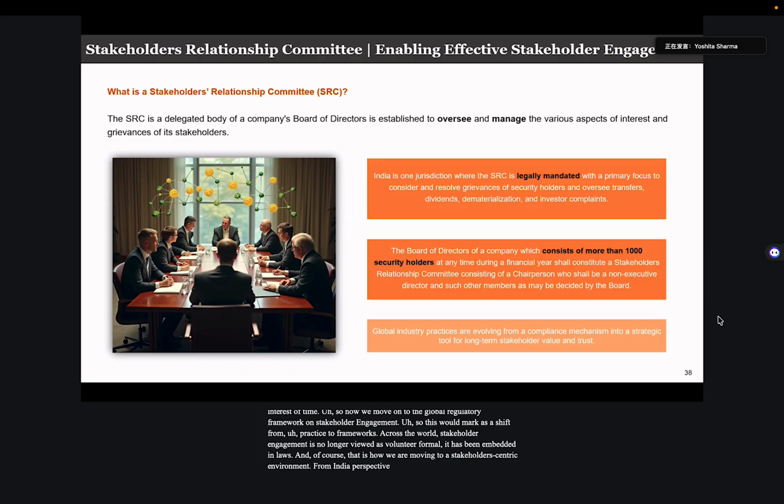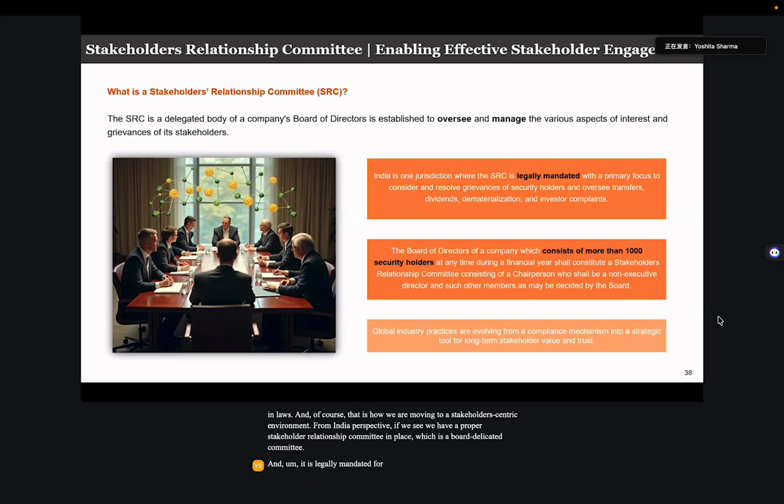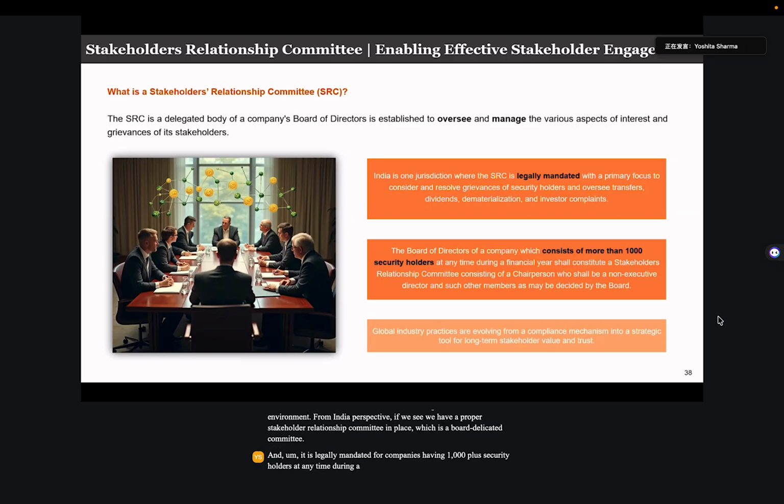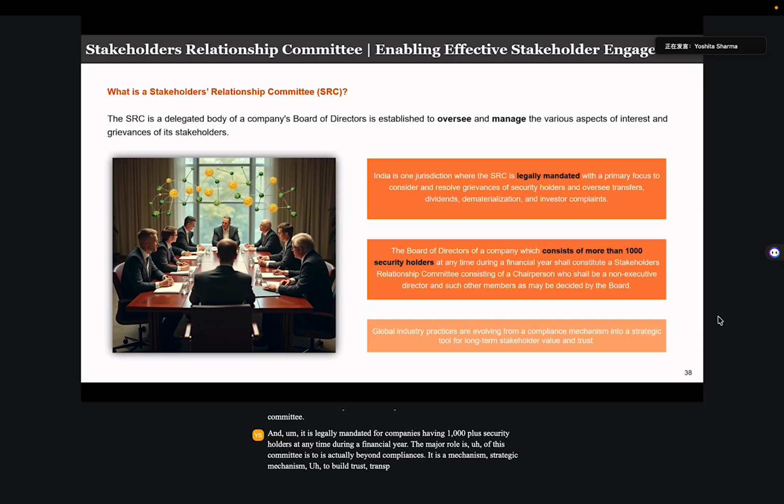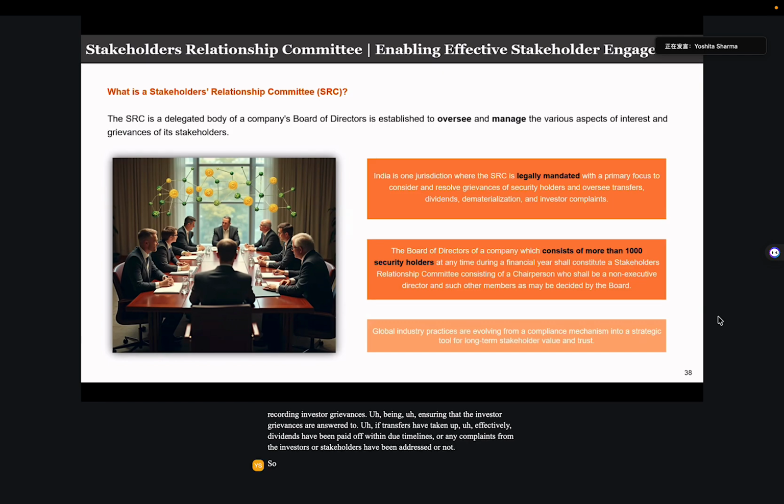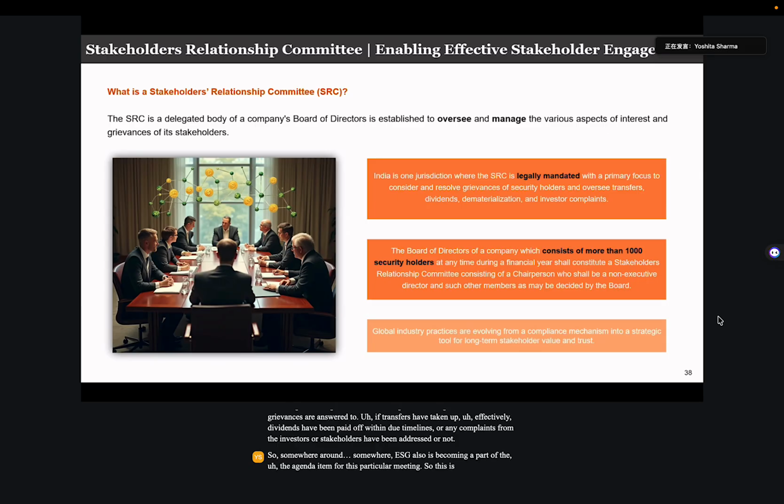From the India perspective, we have a proper Stakeholder Relationship Committee in place, which is a board-delegated committee, and it is legally mandated for companies having 1,000 plus security holders at any time during a financial year. The major role of this committee is actually beyond compliance. It is a strategic mechanism to build trust, transparency, and long-term value creation. Basically, the focus of this committee is on recording investor grievances and ensuring that they are answered, that transfers have been effectively taken up, dividends have been paid within due timelines, and any complaints from investors or stakeholders have been addressed. ESG is also becoming an agenda item for this meeting. So this acts like a governance tool.